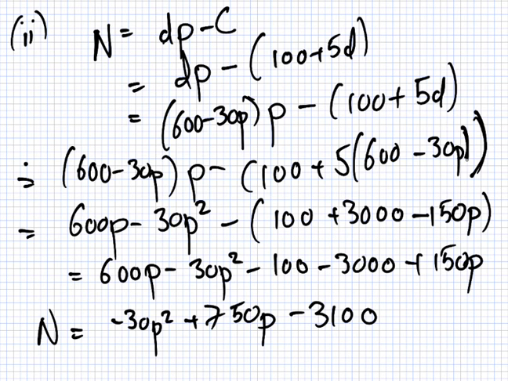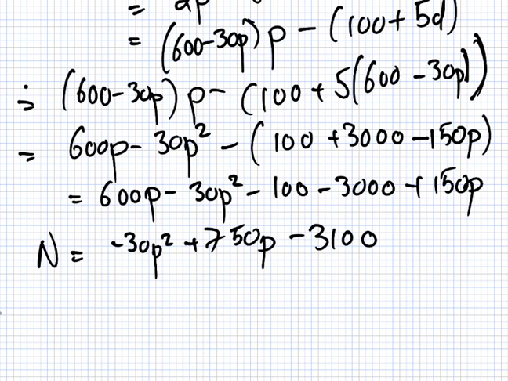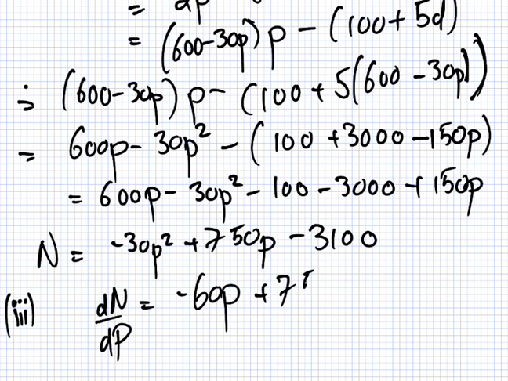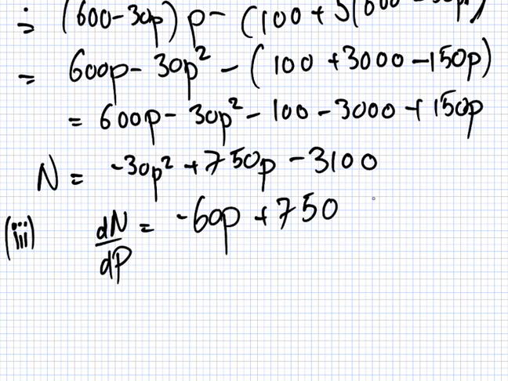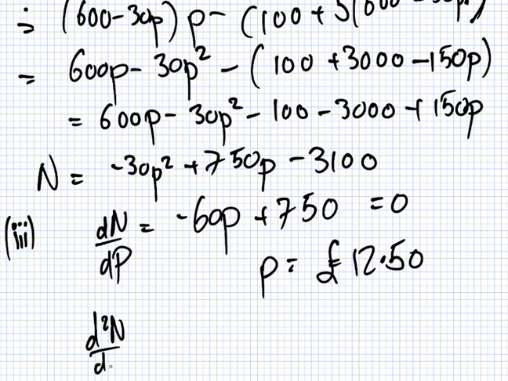Okay. Part three. So we want to find where this is a maximum. So we need to calculate the derivative. Minus 60p plus 750 equals zero. So that means p would equal 750 divided by 60. £12.50. Now we calculate the second derivative. Second derivative is minus 60, which is less than zero, which makes it a maximum.